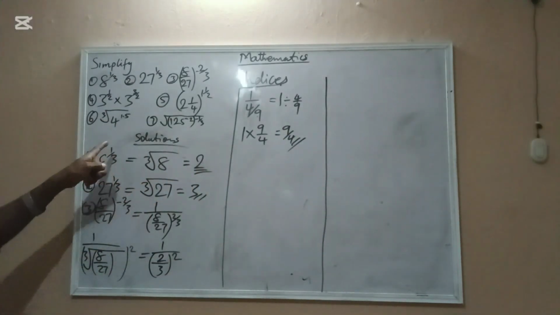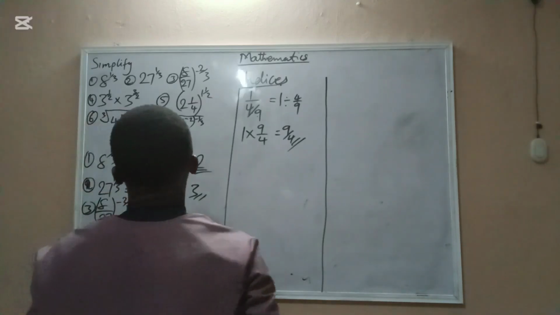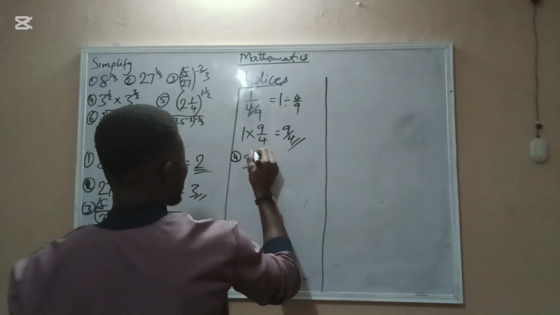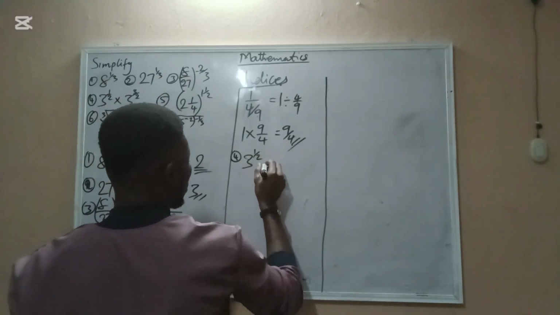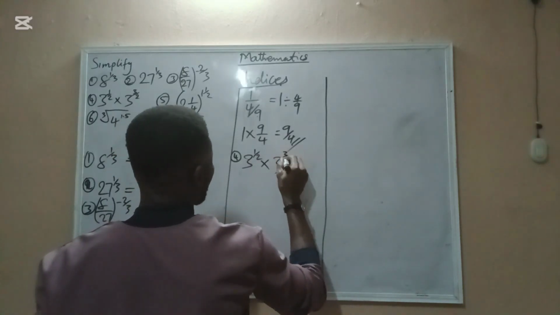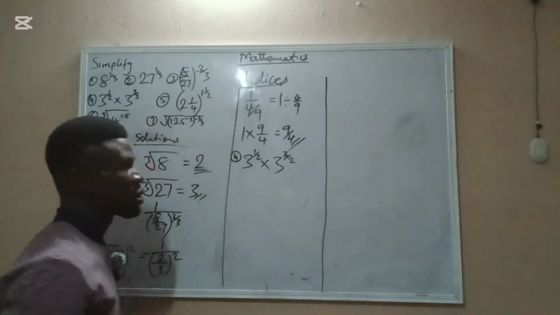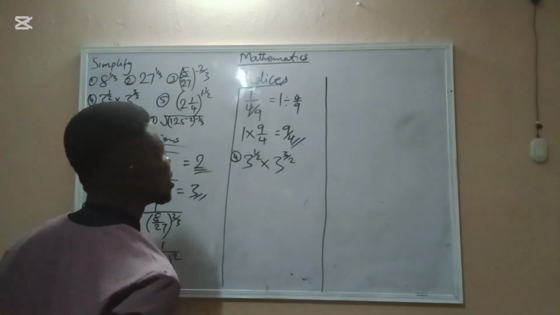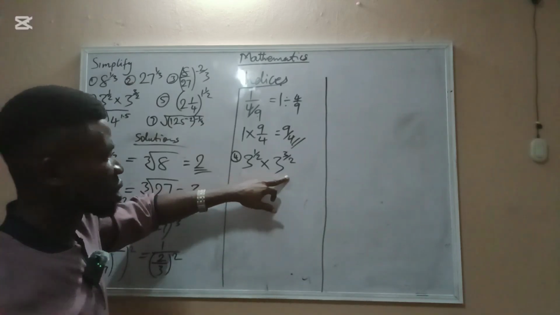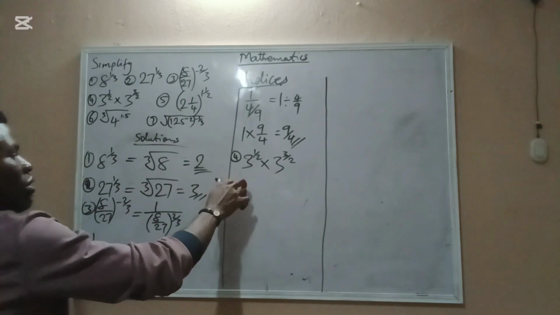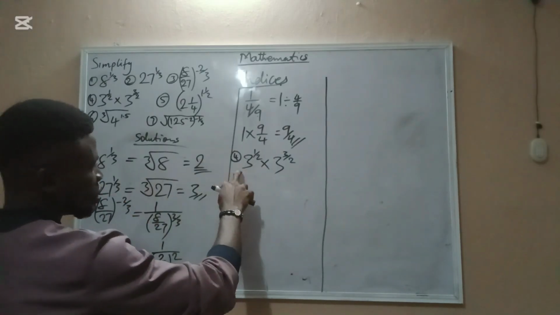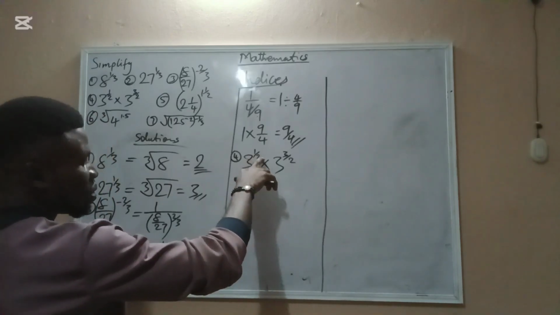So that's it. Then another one there says, number 4 says 3 raised to the power 1 over 2 multiplied by 3 raised to the power 3 over 2. And then when we do the product of numbers with the same base, if you notice here, we're going to use the law of numbers with the same base and then numbers with fractional powers.